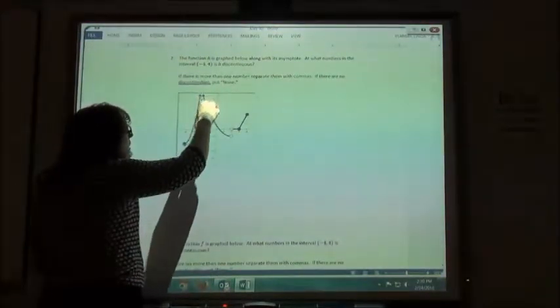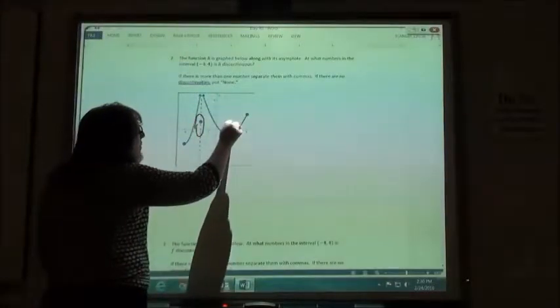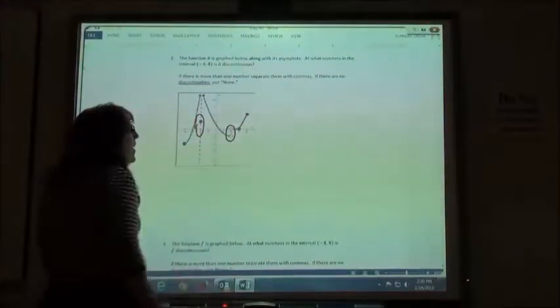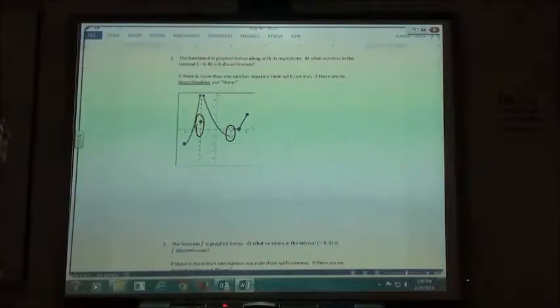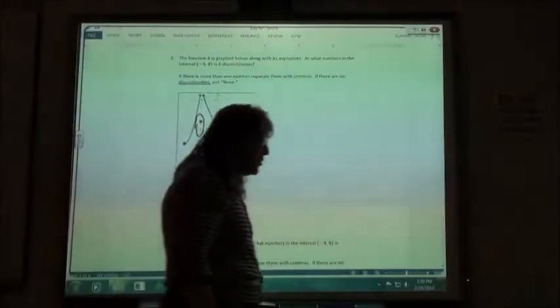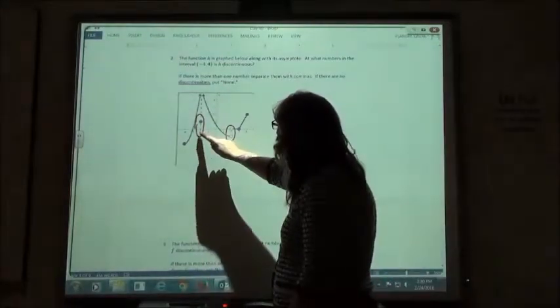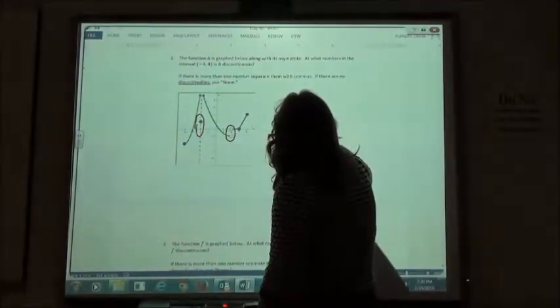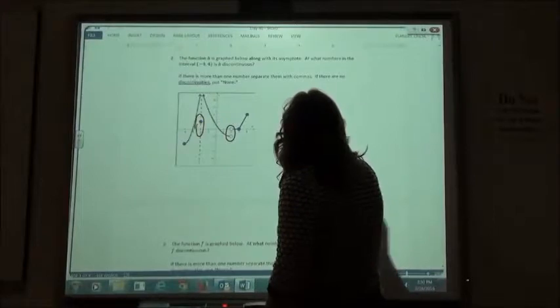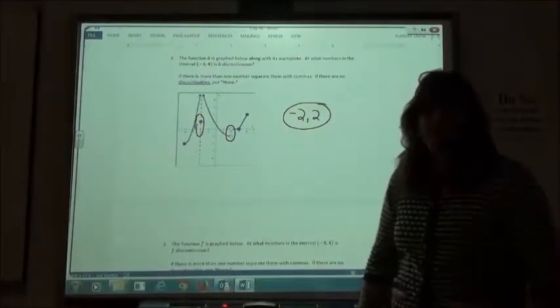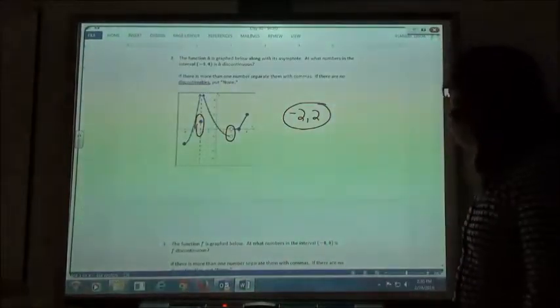I'm going to start here. I'm going to go down here to go up here. Again, I have a break in my graph, so I have a point that's discontinuous. So on this one, I only have 2 spots where I'm discontinuous, at -2 and at +2. So -2 and 2 would be my 2 points where my graph is discontinuous.